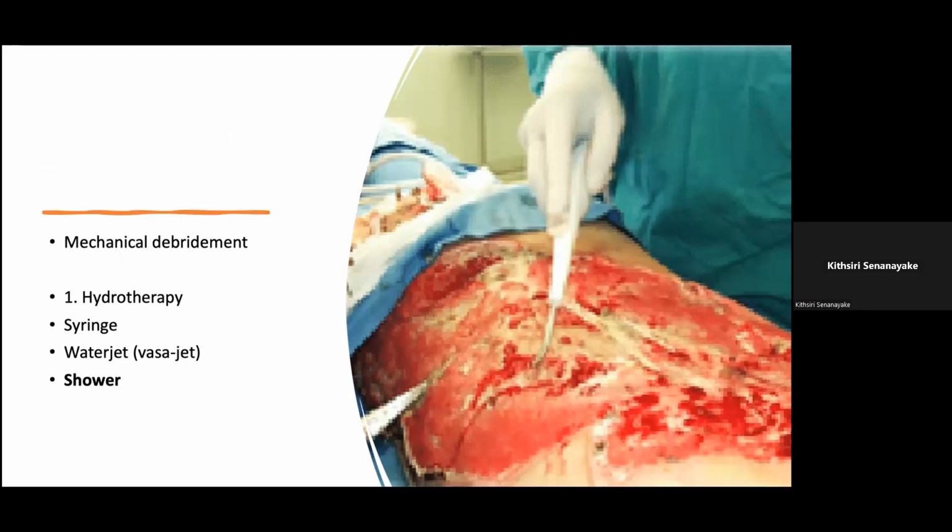The easiest form of hydrotherapy available is if you ask the patient to take a very good shower before the wound dressing. And there are other available methods, like you can take a syringe and flush the wound. And also there are expensive methods like Versajet. This is a kind of device where it injects the water and at the same time sucks out the injected water and the debris.